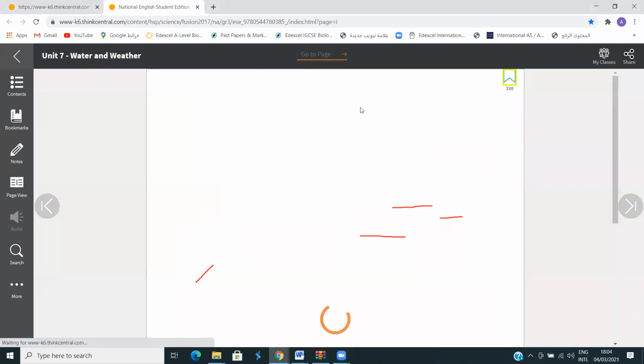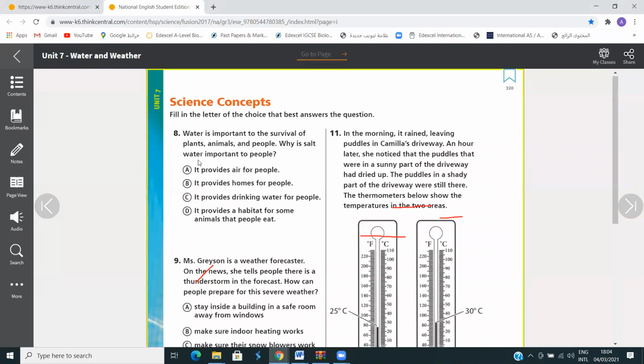Another question here. Water is important to the survival of plants, animals, and people. Why is salt water important to people? Number 1, provides air for people. It's salt water. We drink fresh water, so that's wrong. It provides home for people. No. It provides drinking water for people. No. It provides a habitat for some animals that people eat. Yes, like fish. So the best answer here is D.